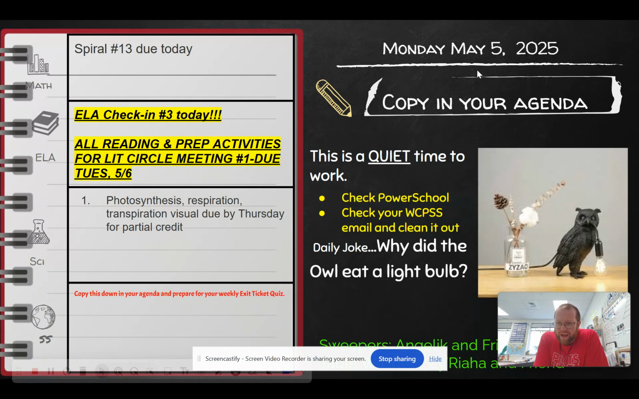And then we'll start Unit 8, which is data and asking statistical questions and how we can represent data and what data tells us.